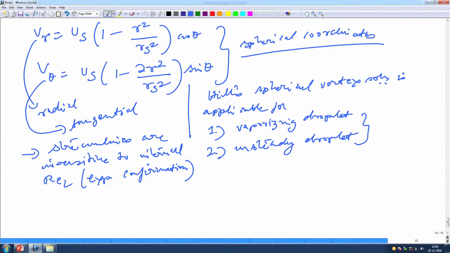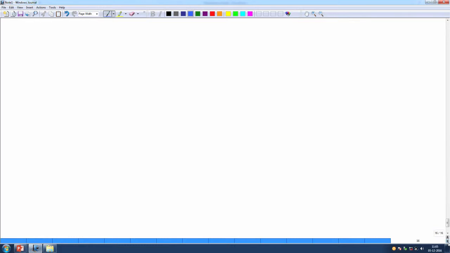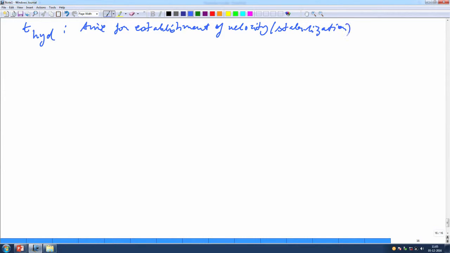Okay. Now, in order to explain one final time, we already established, let us go to the next page to have the screen. So, the hydrodynamic characteristic time of establishment of velocity. So, this is the time for establishment of velocity, or stabilization of velocity, within the droplet.